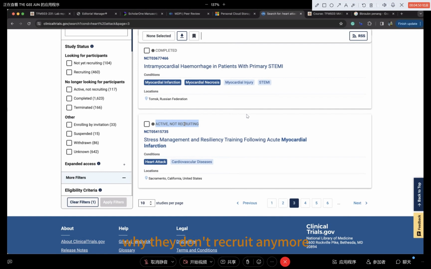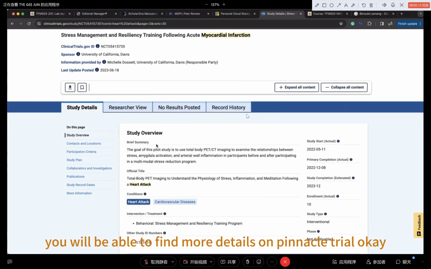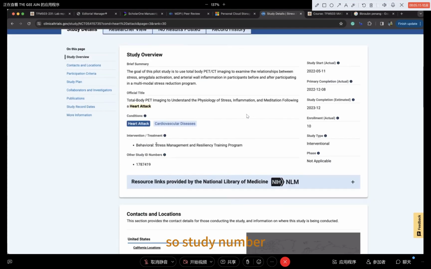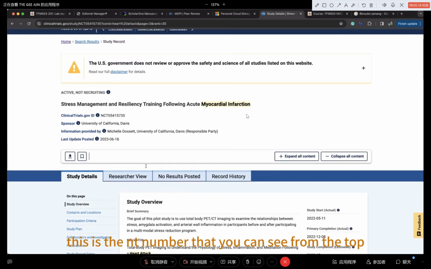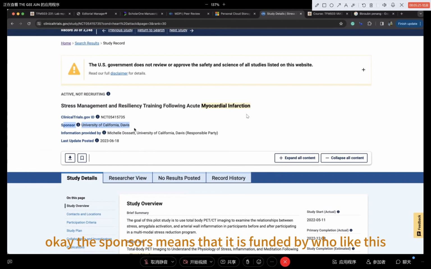There are a few reasons why they don't recruit anymore. Most likely it's because they have achieved the number of patients that they want. So when they have the sufficient number of patients, they'll just put a term there, not recruiting anymore. All right. So after this, when you click into each and every one of the clinical trials, you will be able to find more details. So study number, this is the NCT number that you can see from the top. Then some of them will have sponsors. The sponsors means who it's funded by.